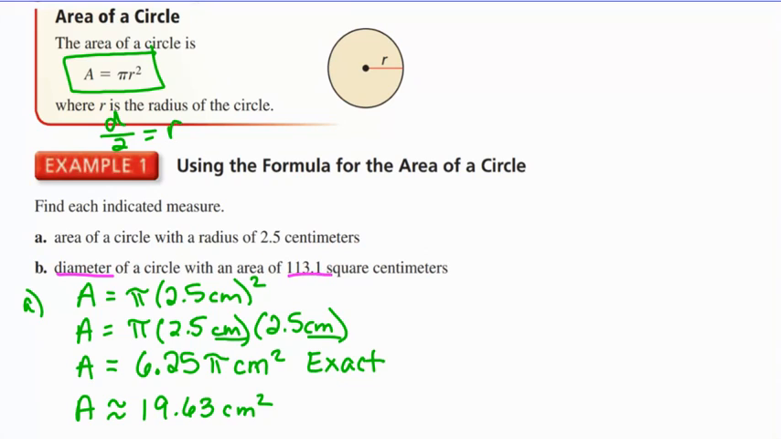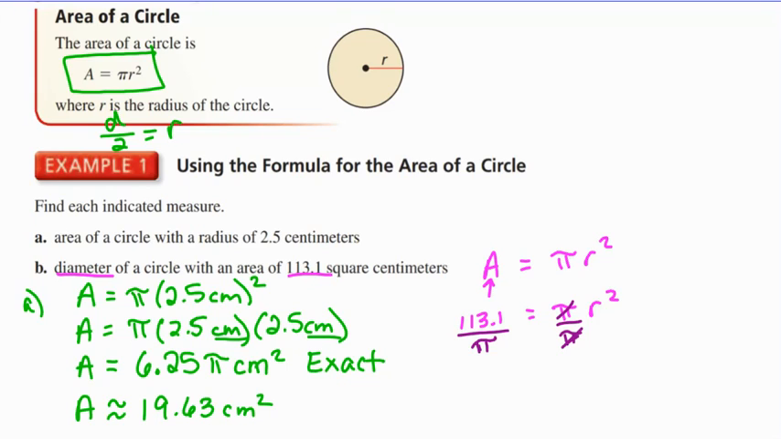For the other problem, part B, we want to find the diameter of a circle with an area of 113.1 square centimeters. We know the area, so instead of using area equals pi r squared, I'm going to put 113.1 equals pi times the radius squared. To solve this, I'm going to end up with the radius, and then I have to double that to get the diameter. I'm going to divide both sides by pi. Now, 113.1 is already a decimal, so I'm not going to worry about an exact answer. I'm just going to divide by pi to cancel out pi.